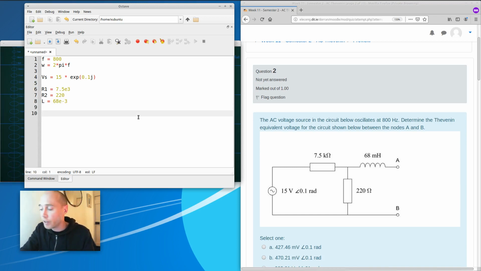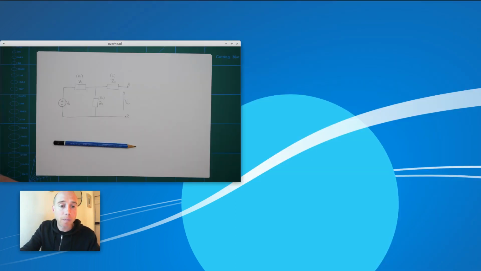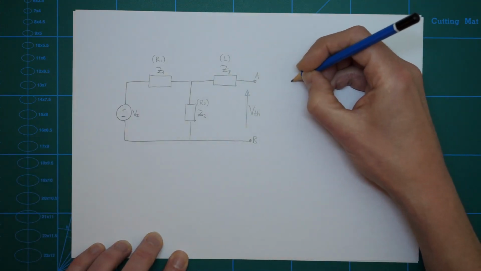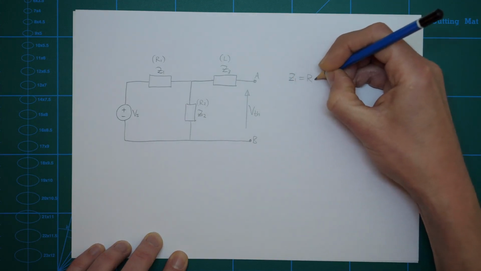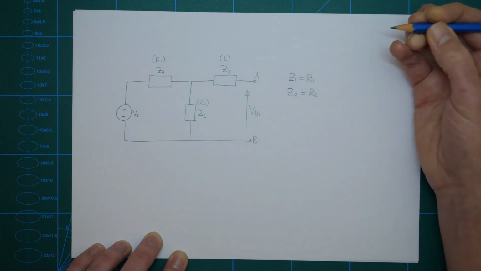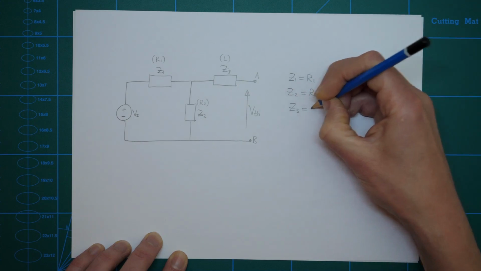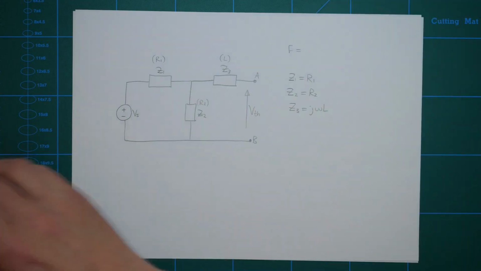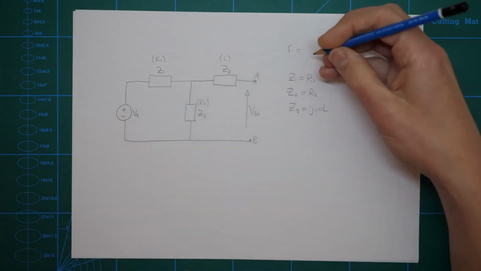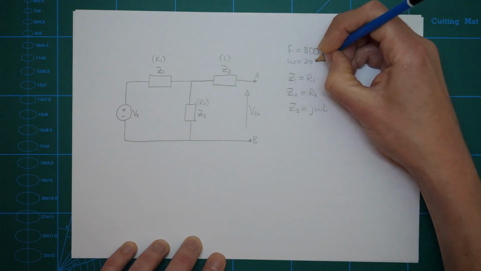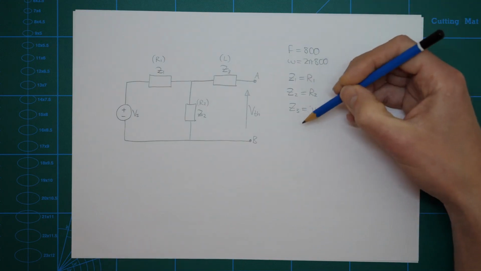Now, once I have those element values, I want to convert those into impedances. So let's jump back again to here just so we can see what I'm going to do. The impedance Z1 is just going to be equal to R1. The impedance Z2 is just going to be equal to R2 because they're both resistors. And the impedance Z3 is going to be j omega L. And remember that we know in this case F was 800, which means omega is going to be equal to 2 pi times 800. So we can calculate all of these impedances now.